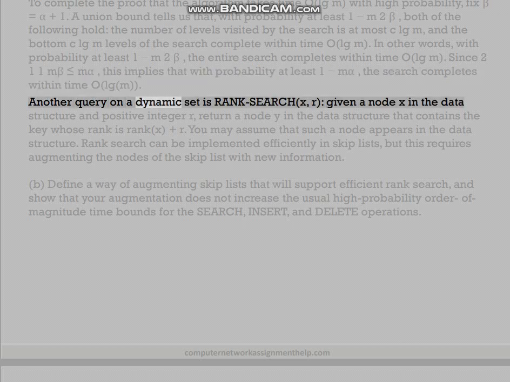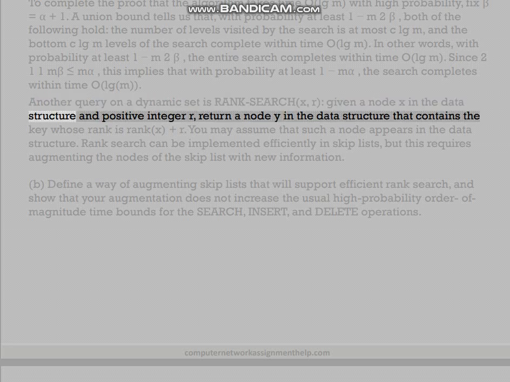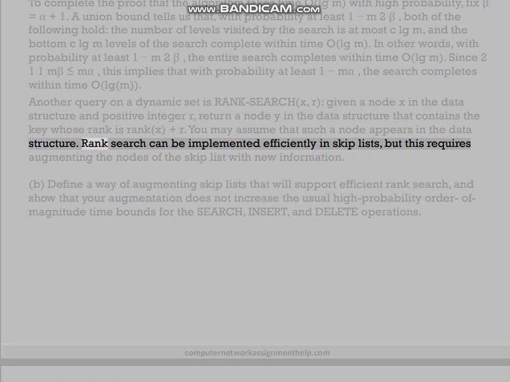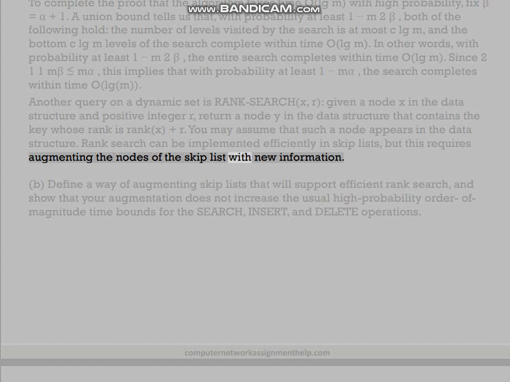Another query on a dynamic set is rank search(x, r). Given a node x in the data structure and a positive integer r, return a node y in the data structure that contains the key whose rank is rank(x) plus r. You may assume that such a node appears in the data structure. Rank search can be implemented efficiently in skip lists, but this requires augmenting the nodes of the skip list with new information.